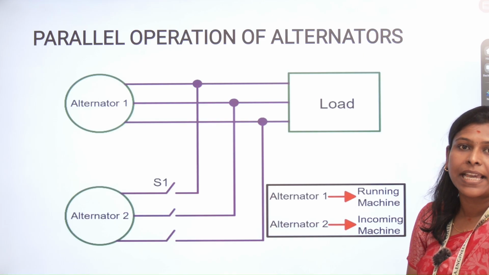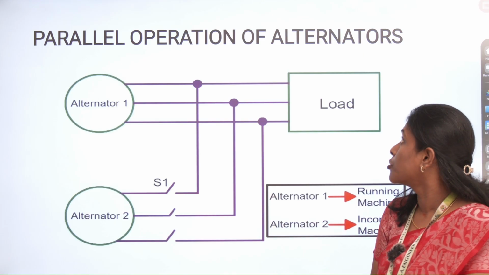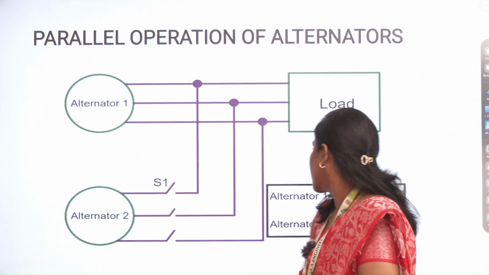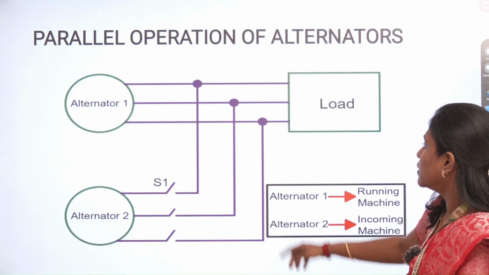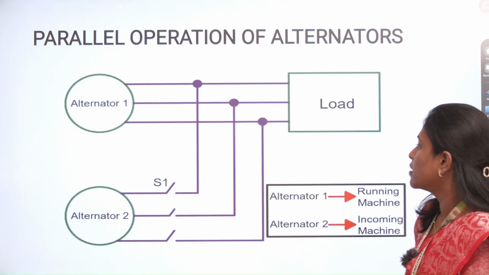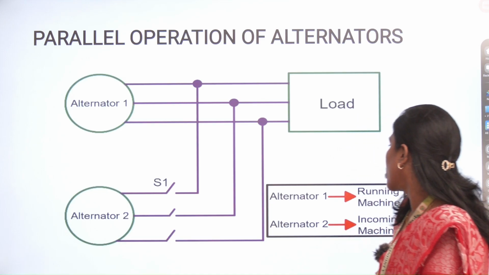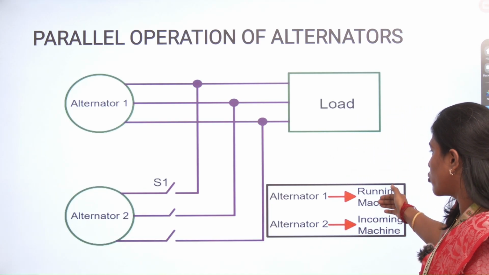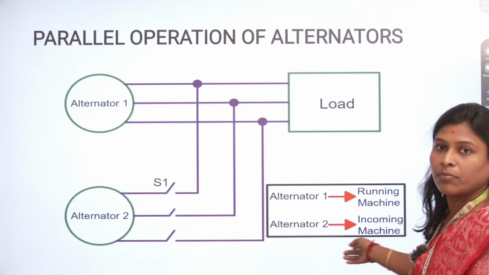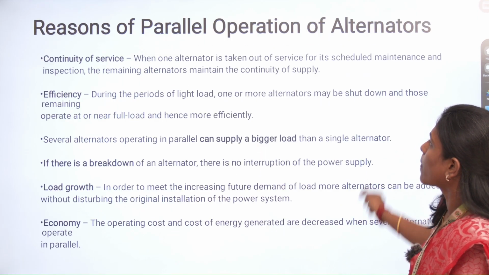This is the diagrammatic representation of parallel operation of alternators. This is the incoming alternator, alternator 1, and this is alternator 2. Here the two alternators are connected to the bus bar which is connected to the load. This is the synchronizing switch. Alternator 1 is the running, that is the outgoing alternator, and alternator 2 is the incoming alternator. We can also address it as machine or generators.